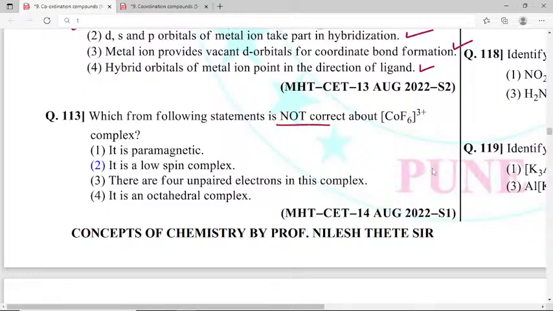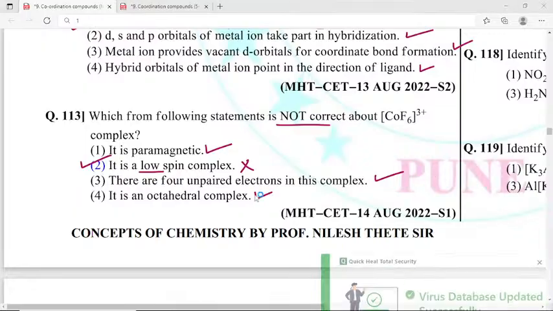Not correct. It is paramagnetic. Correct. It is low spin. No, it is not low spin. It is a high spin complex, because fluorine is a weak field ligand. There are 4 unpaired electrons. Correct. It is an octahedral complex.